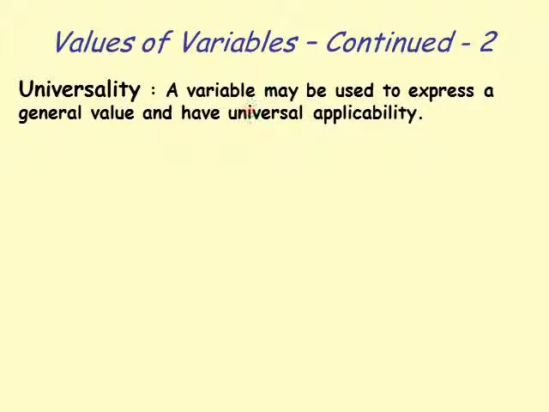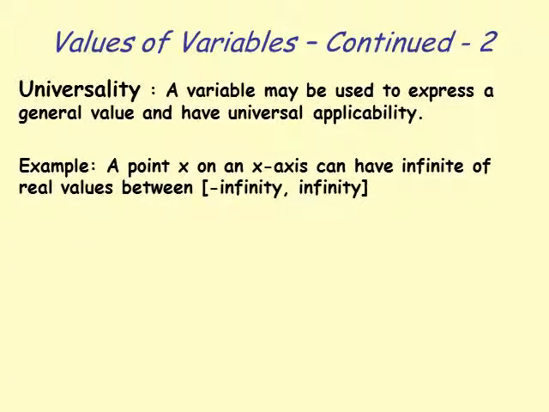Universality. A variable may be used to express a general value and have universal applicability. Example, a point x on the x-axis can have infinite real values between minus infinity and plus infinity. So a point x on the x-axis, which is given by y equals 0, may have an infinite number of values, which are real values though, between minus infinity and plus infinity, and is still a point on the x-axis.